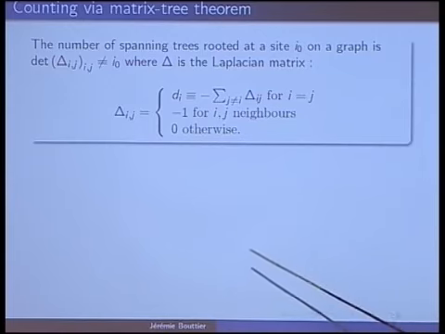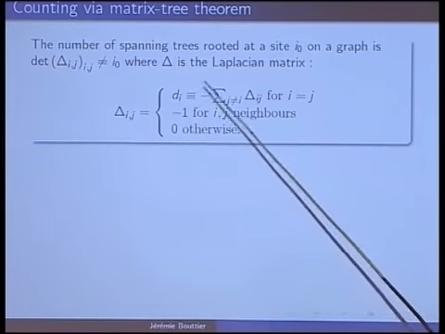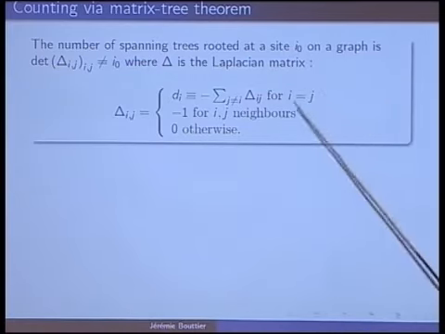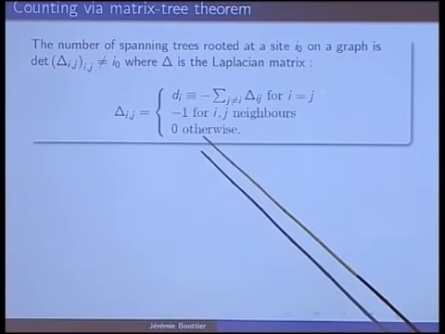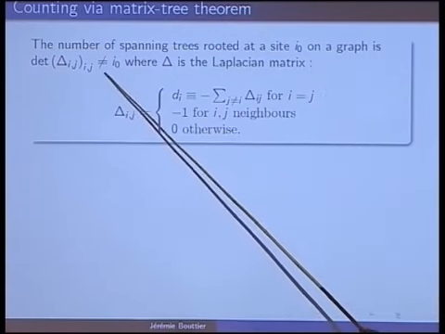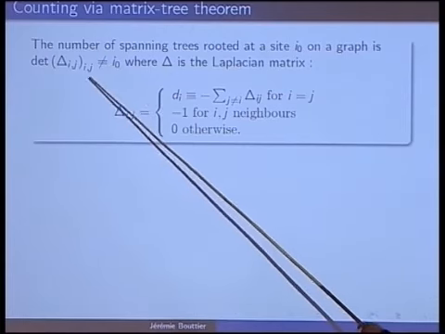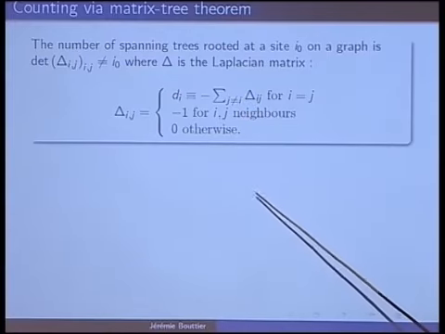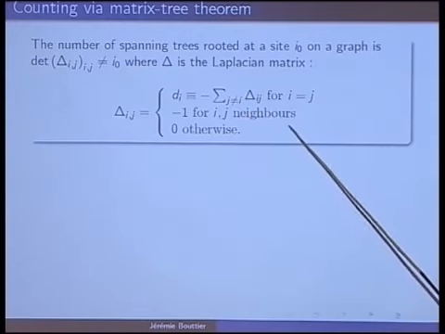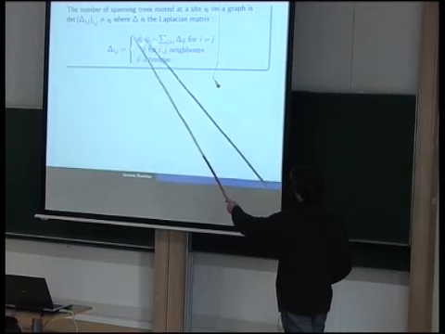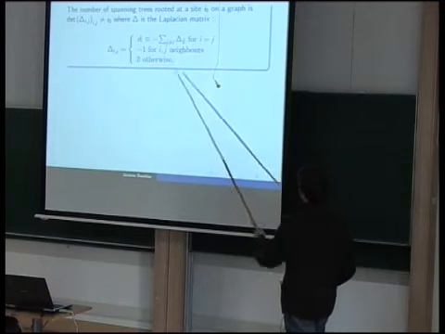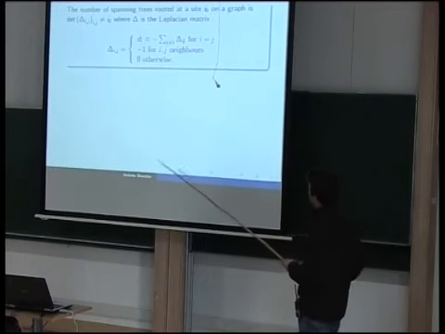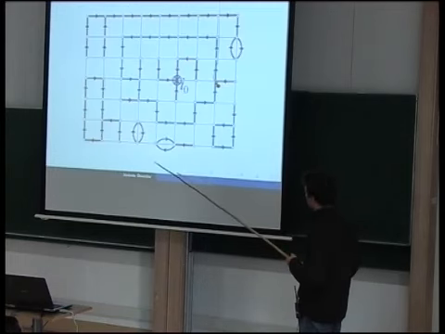I state it as this: the number of spanning trees on a graph, which is supposed to have finite size, is given by any minor, but in particular you could take the minor obtained by removing the row and column of the root i naught, where the Laplacian matrix is defined like this: -1 for every neighboring site, and every row must sum to 0, so the diagonal entry is the degree of a site in the graph, and 0 for non-connected sites.